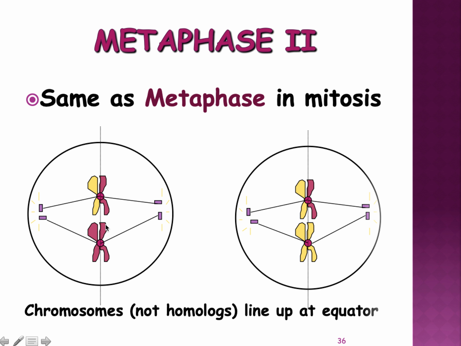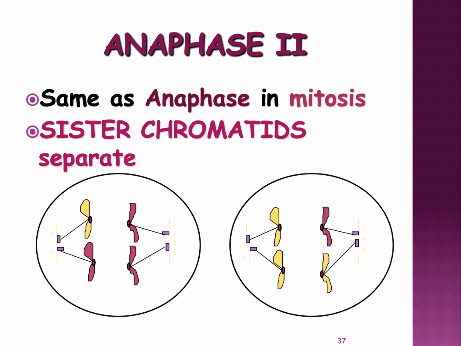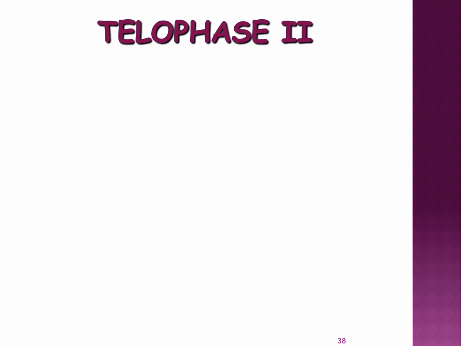In metaphase 2, you get the same as metaphase in mitosis. Now it's the chromosomes lining up in the center, not homologous chromosomes, just the sister chromatids as their full chromosome being lined up at the equator. And of course, predictably, in anaphase 2, you will get the sister chromatids separating. They start to get pulled to the opposite poles, the opposite sides of the cell. That's in anaphase 2. Okay, same as the anaphase in mitosis.